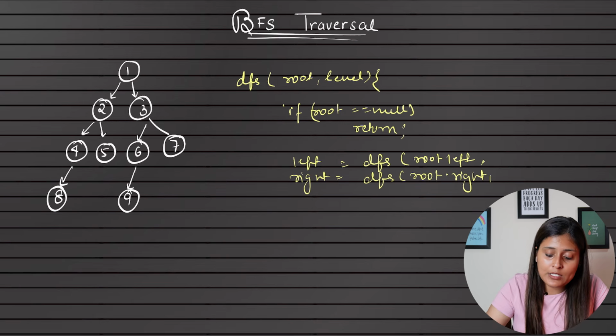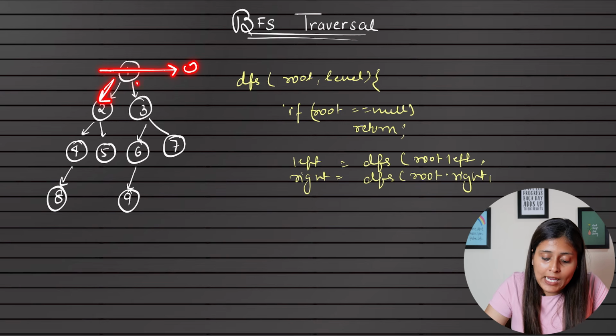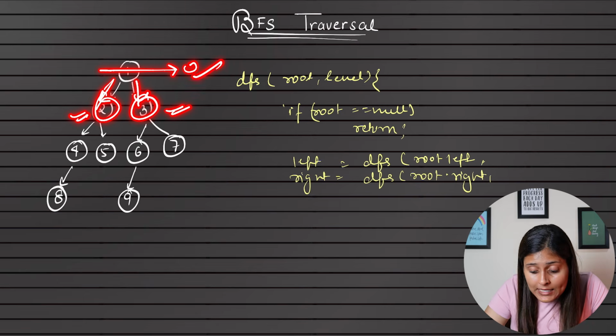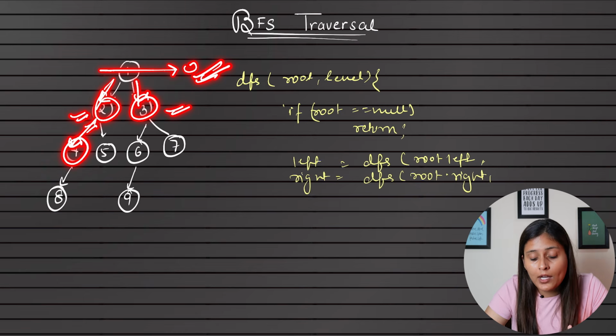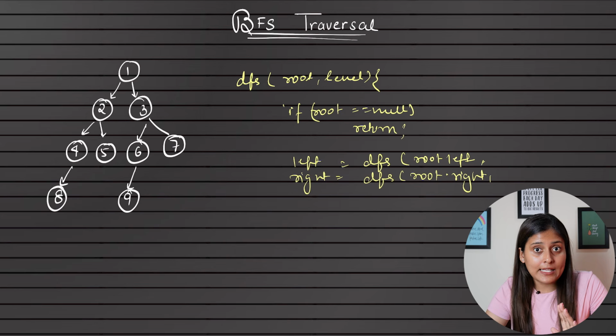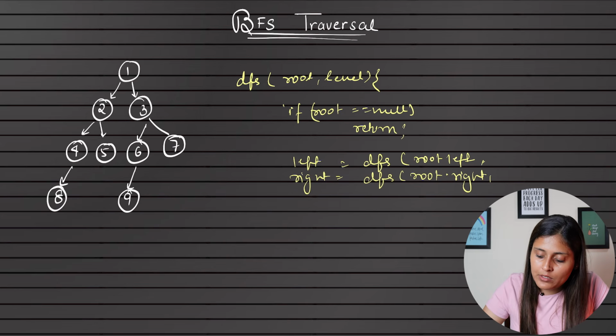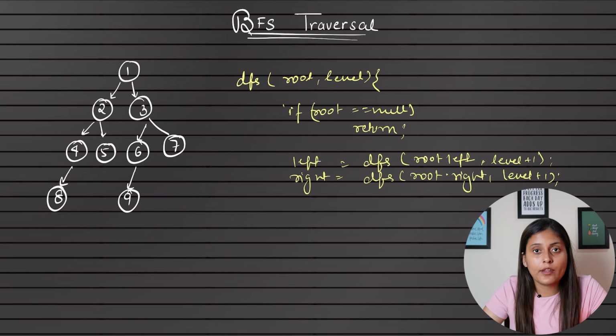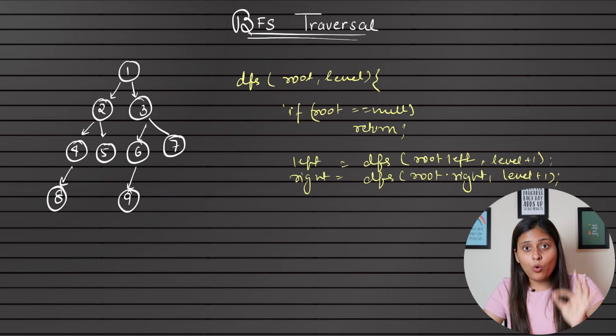What do you think? If this is at level 0, the left and right calls should be called for what? Can I say level 1? Level 1 is nothing but parent level plus 1. Next time it will be level 2. So we'll just check what was the level of its parent and then add 1 extra. So we will do level plus 1, level plus 1. Very simple.